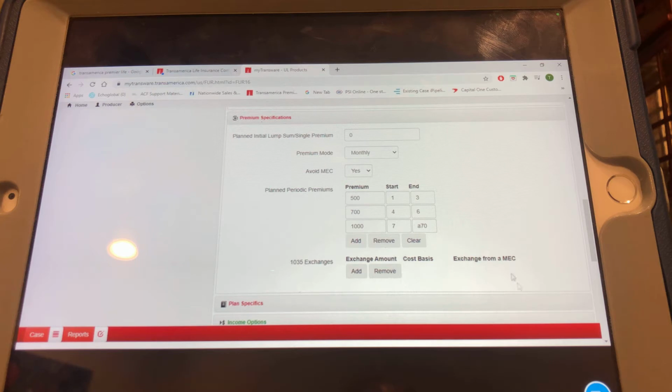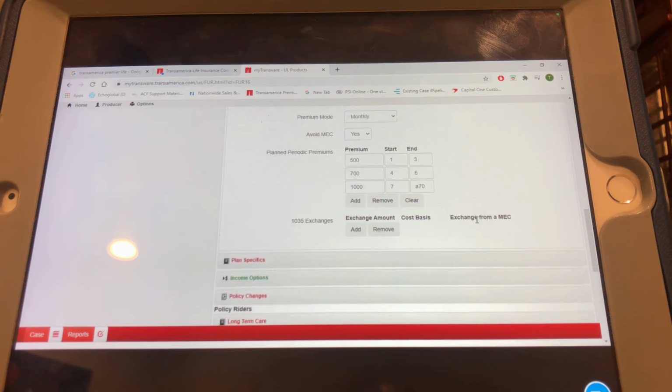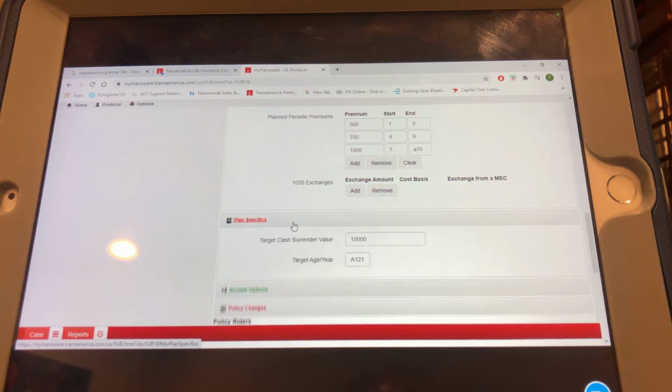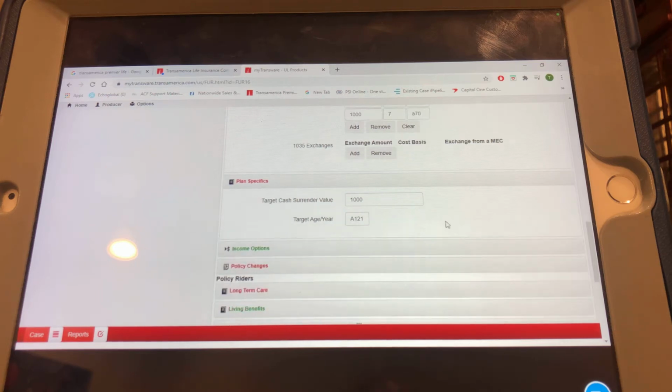Okay. All right. So from there, next, we're gonna go to where it says Plan Specifications. We're gonna click that. Okay. Usually, what I do is I change this to about 1,000, and all that is I'm just trying to get the most cash out of the policy. You can even put $1. You do what you want to do. Okay, but I usually just do 1,000.